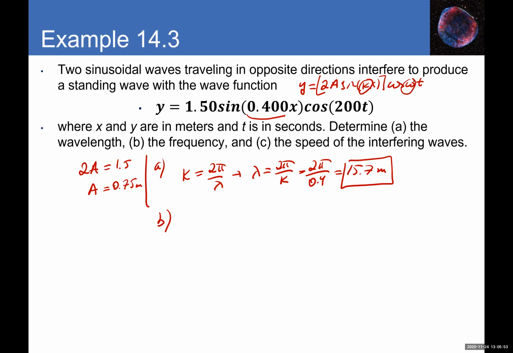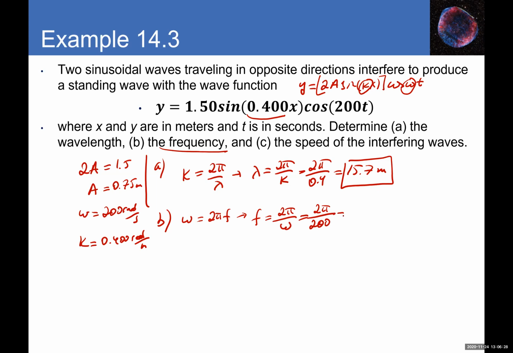Part B, the frequency. Well, I have an angular frequency over here, but it's asking for the linear frequency. Otherwise, it would ask for the angular frequency. When it's just frequency, it's a linear frequency. But we know that omega equals 2 pi f, which means f is equal to omega over 2 pi. And I can see my omega is 200 radians per second. The wave number was 0.4 radians per meter.